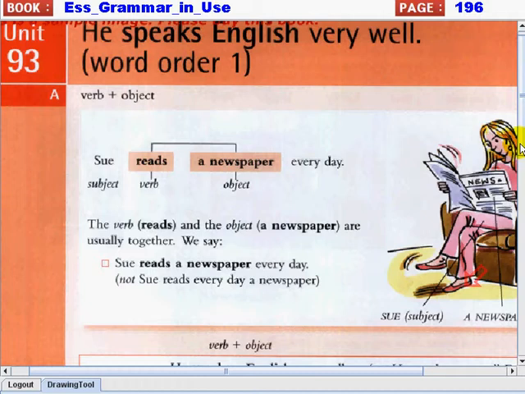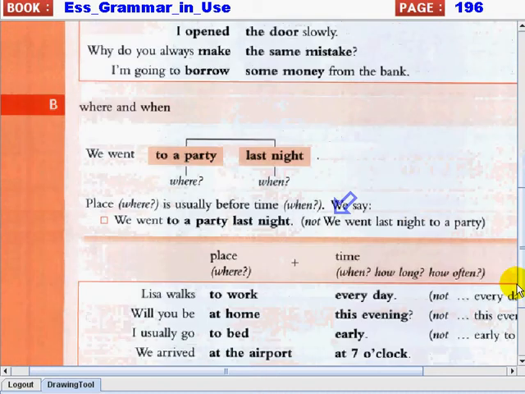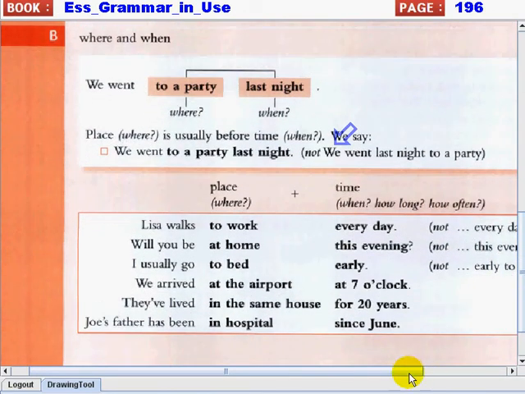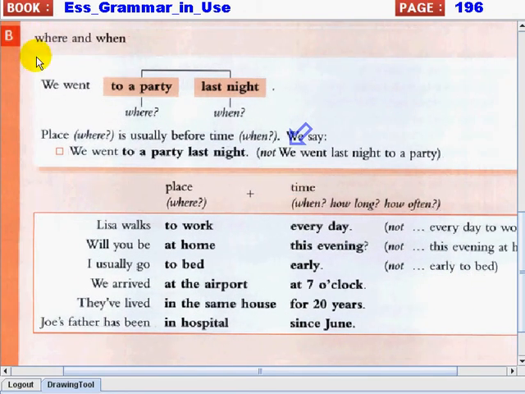Hi guys! Are you ready to discuss the second part of our lesson under Unit 93, and that is Word Order, Lesson 1. We're going to talk about pointer letter B: word order with the words where and when. Where do we have to put where and when in our sentence?